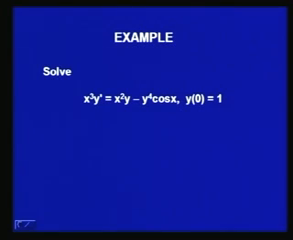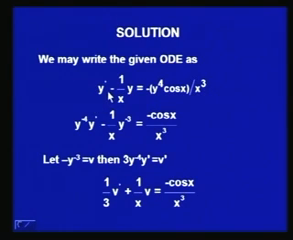Let us take an example of a differential equation x^3 y' = x^2 y - y^4 cos x, where we are given the initial condition that at x = 0, y is equal to 1. In order to solve this differential equation, first we will divide by x^3. When we divide by x^3, we can write the differential equation as y' - (1/x) y = -y^4 cos x / x^3.